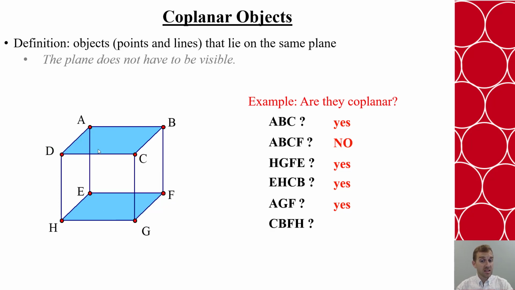What about C, B, F, and H? Well, C, B, and F would be like on this right side plane, but H is over here by itself, and it's not on that plane, so we would say no, that is not coplanar.